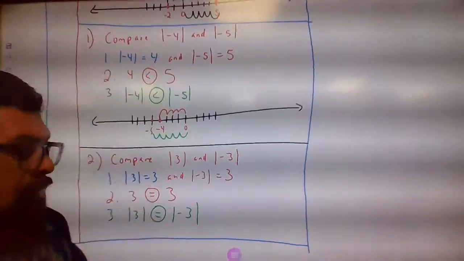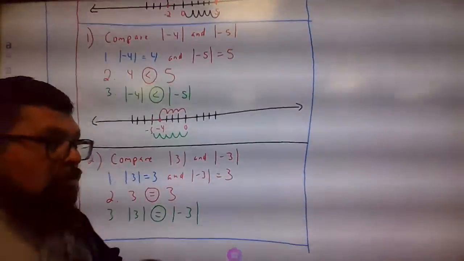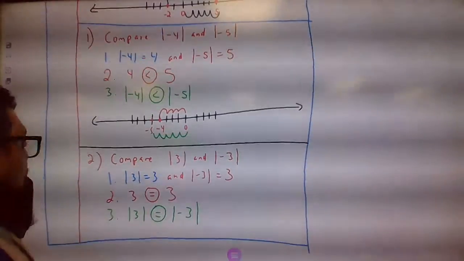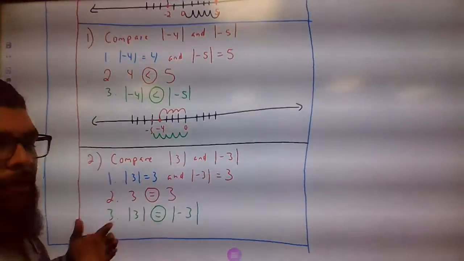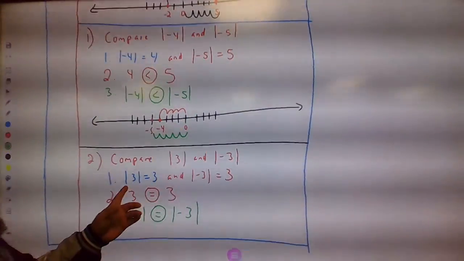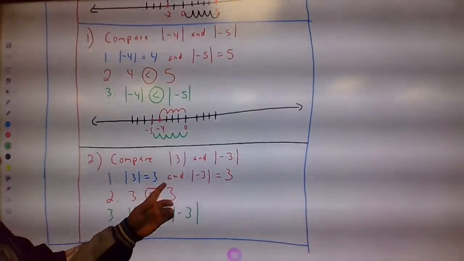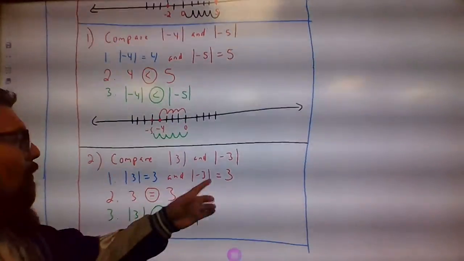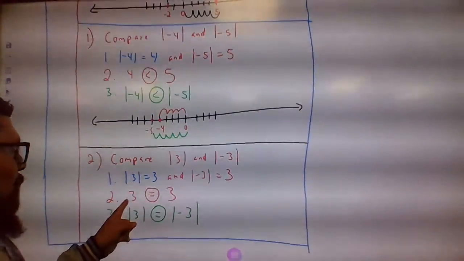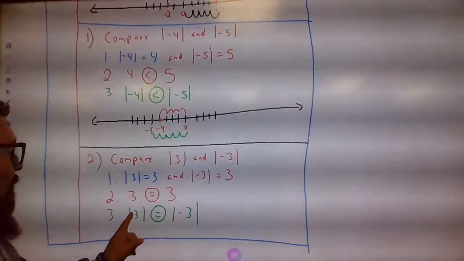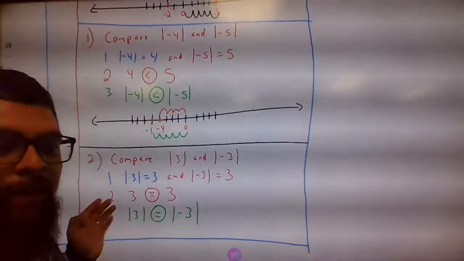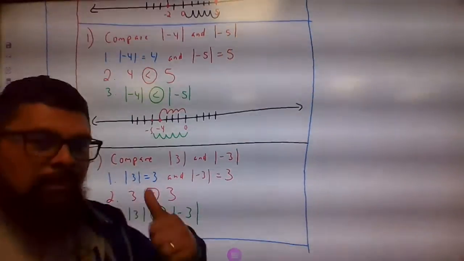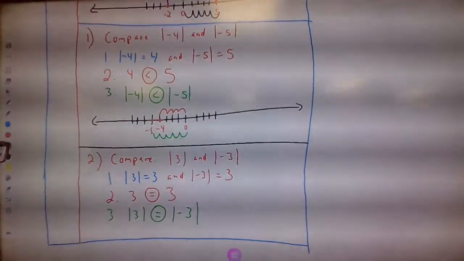All right, so here's number 2. It's also down here on the slide, okay? Compare the absolute value of 3 and -3. So the absolute value of 3 is 3. And the absolute value of -3 is 3. They're both the same. So 3 equals 3. So the absolute value of 3 is equal to the absolute value of -3. That one was easy. We don't need to draw a number line for that one. We're good. Okay, let's go on to number 3.